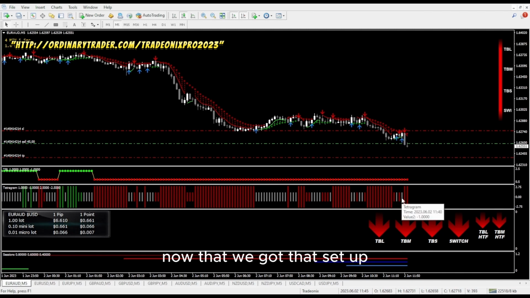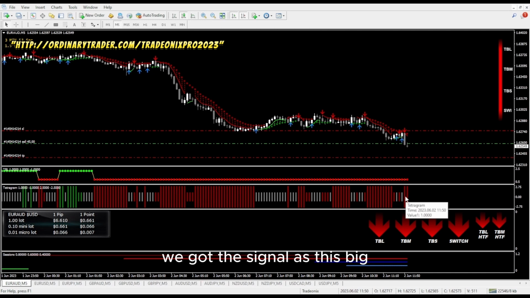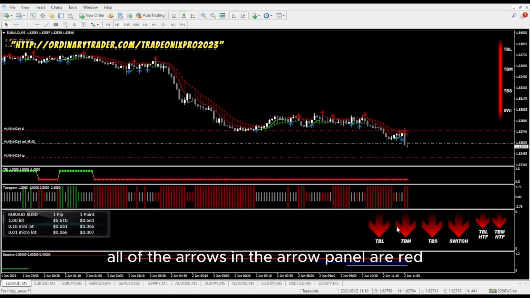Now that we've got that setup, we were looking for the signal, which is what happened on this big gray bar here. We got the signal as this big red tetragram bar appeared. All of the arrows in the arrow panel are red, so we are good to go. Now, from this point on, I'm simply going to let this trade run. So I am going to record it as this trade does play out. And when we win this trade, I will be back.